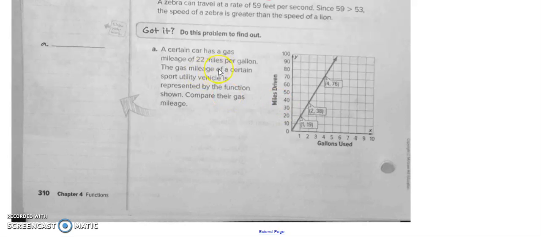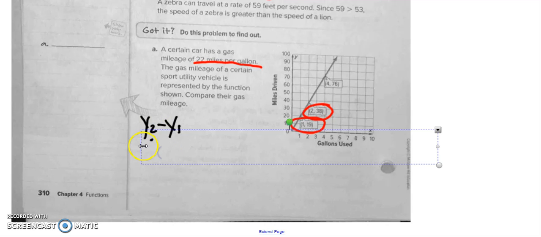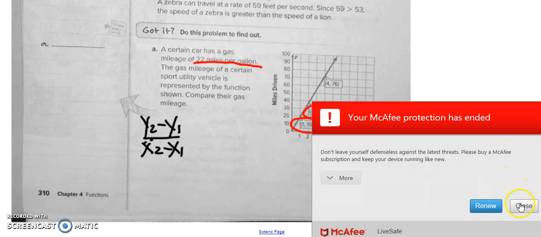So we have a certain car that has gas mileage of 22 miles per gallon. And then another sport utility vehicle is represented over here. So we're going to want to be able to figure out the slope of this graph right here. We could do it the way they did by using the ordered pairs that are given, and that's how we'll do it. So we'll take these two ordered pairs. I'm actually going to rewrite them over here to help me label and put it into the formula properly, which is y sub 2 minus y sub 1 over x sub 2 minus x sub 1.